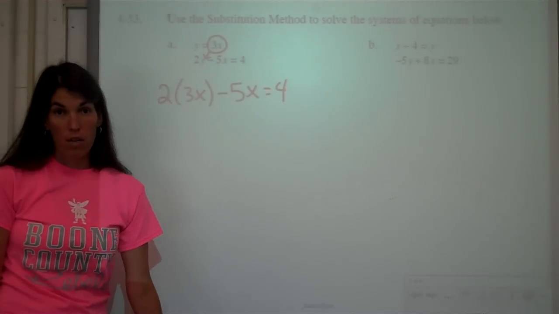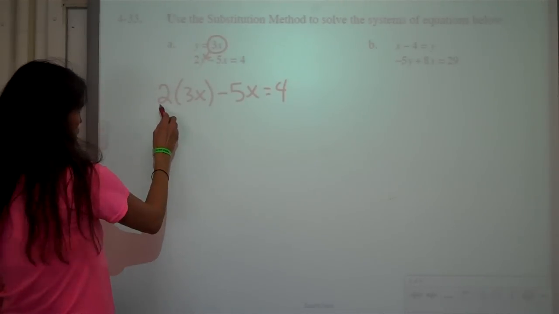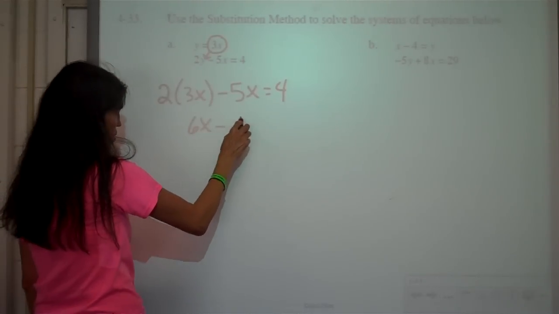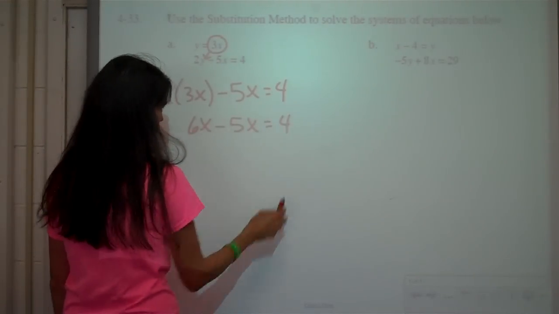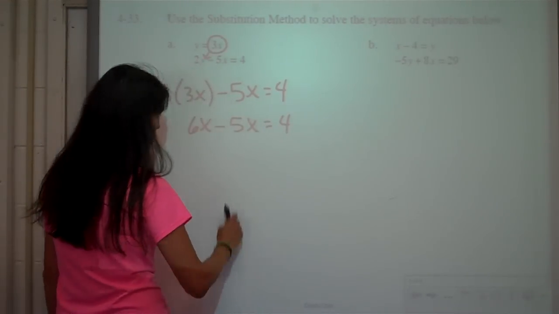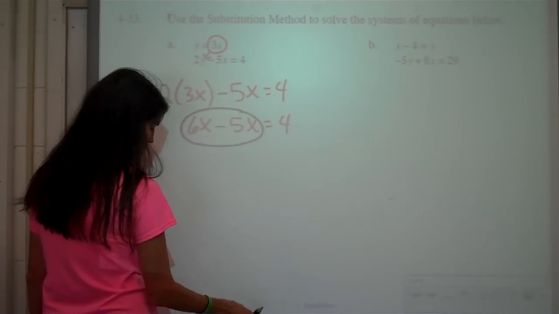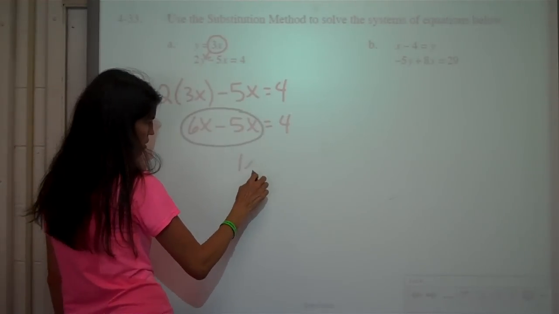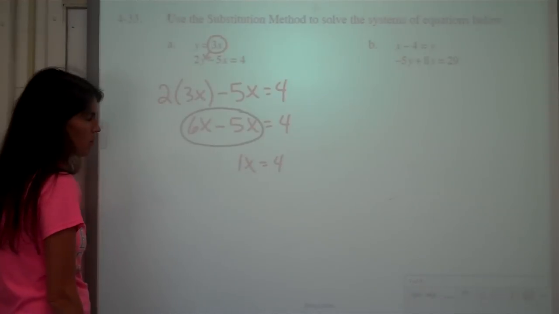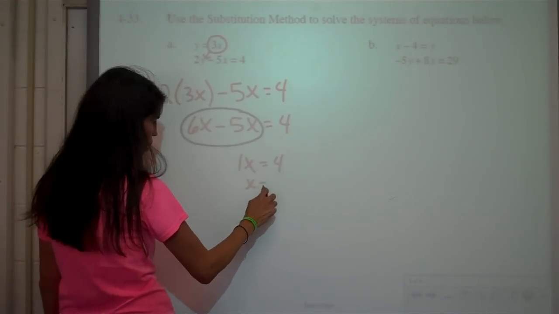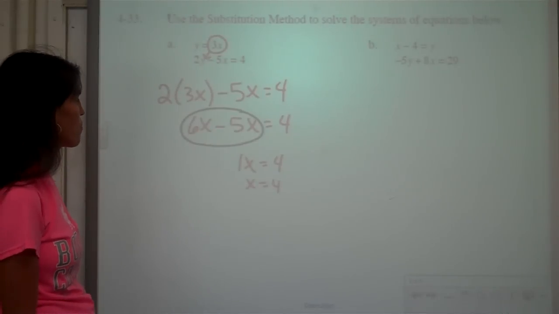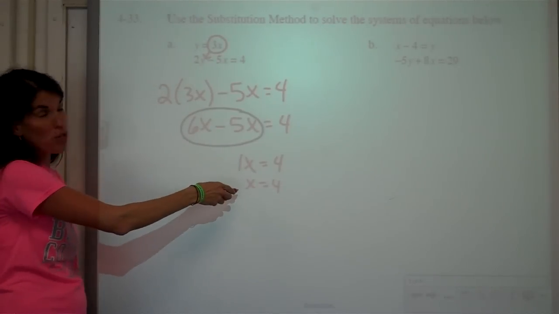Now, hopefully you can solve an equation. First thing, you get rid of parentheses. 2 times 3x is 6x. Okay, these are like terms because they're on the same side of the equation. 6x minus 5x is 1x, or just x. So x equals 4. You don't have to divide by 1. 1x and x are the same. There's the x coordinate of your solution.